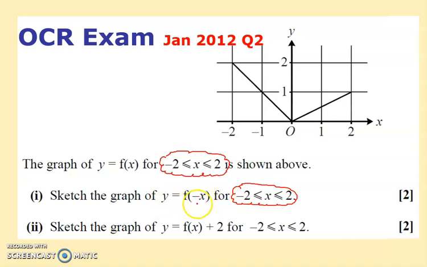Well, notice that the minus is in the bracket. So you should be thinking to yourself, hang on, that's a reflection. Whenever it's a minus, it's a reflection. And which way? It's in the bracket, left and right. So it will reflect like that.